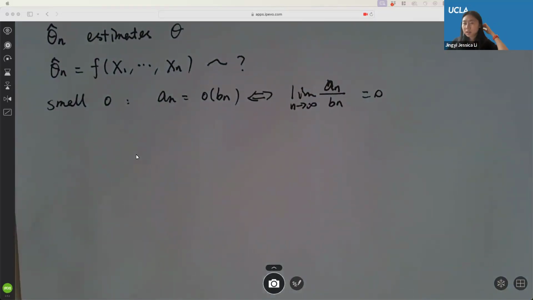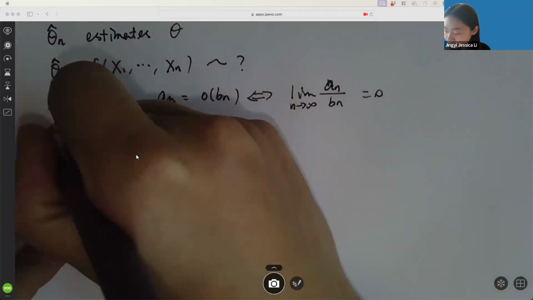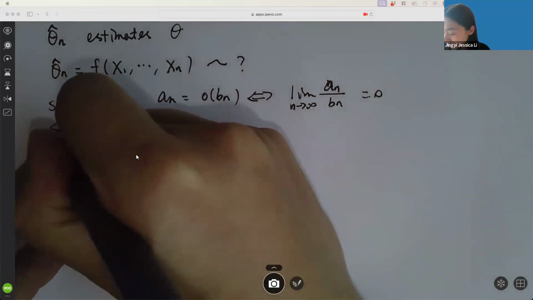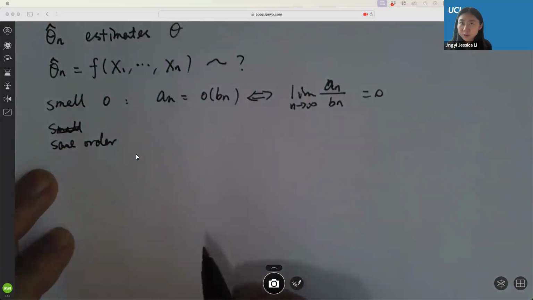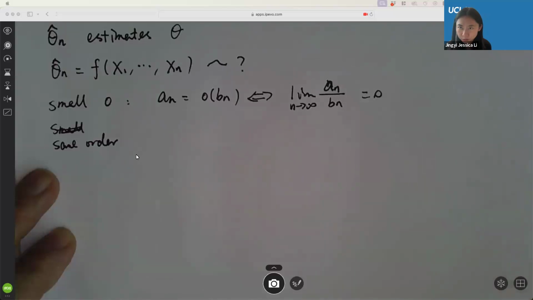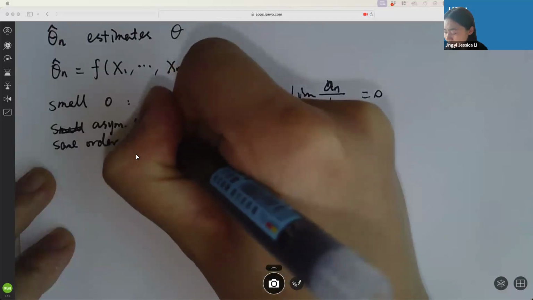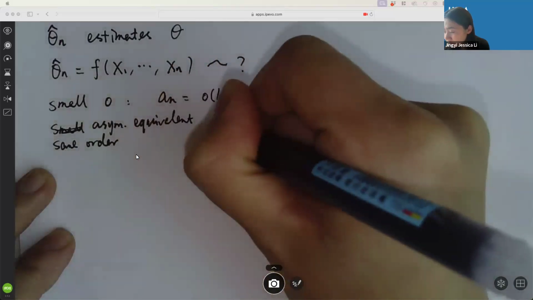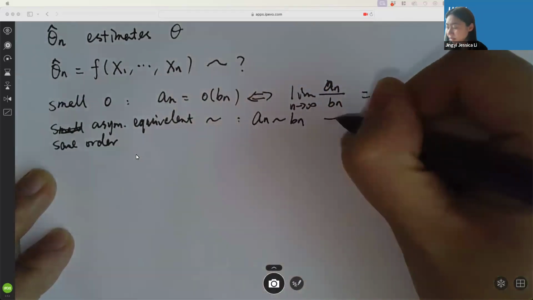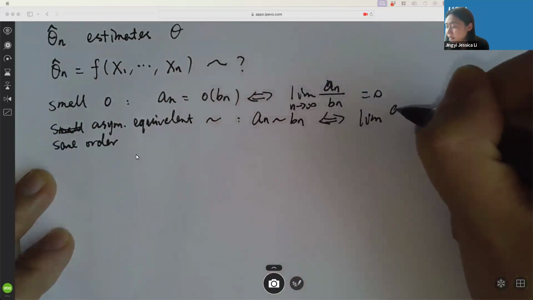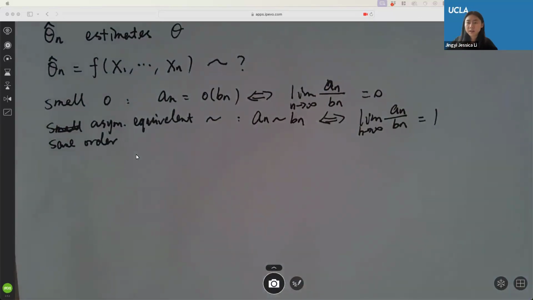We also talked about the same order, and asymptotic equivalence. Let's see this first, using the tilde sign. Here, an tilde bn implies that the limit of the ratio is 1. So they are asymptotically equivalent.